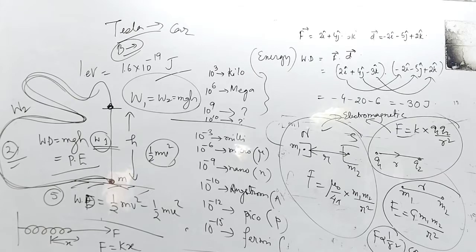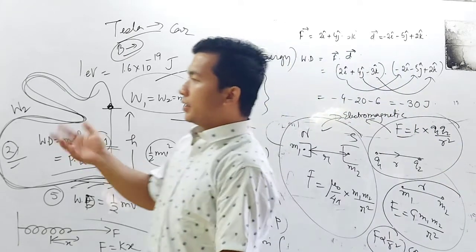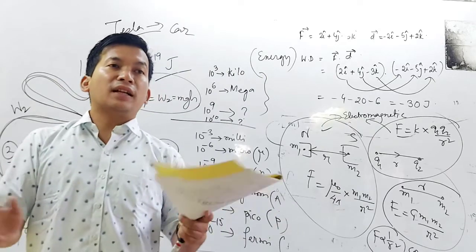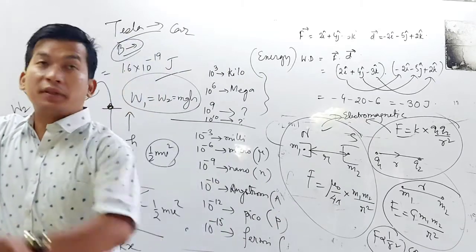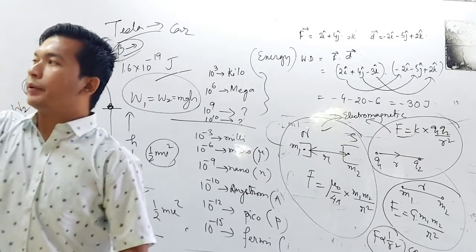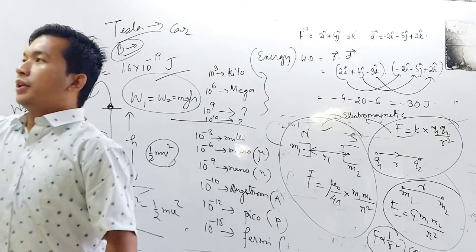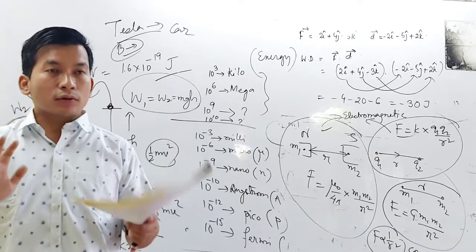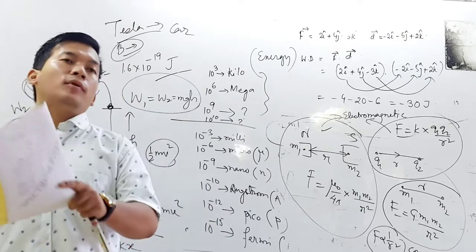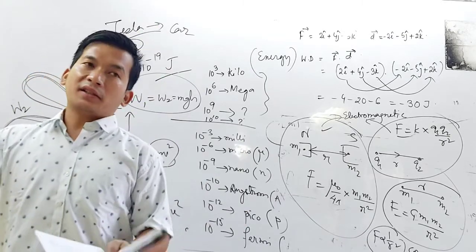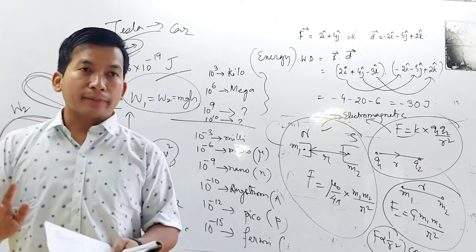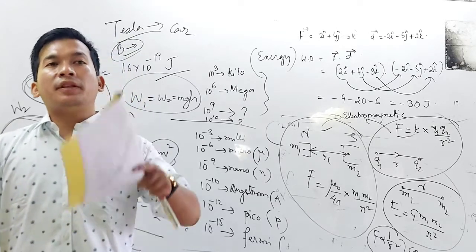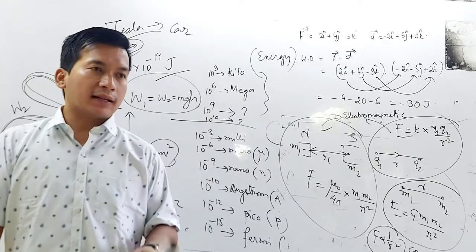Non-conservative forces are path dependent. For example, friction is a non-conservative force. The greater the path, the more heat will be generated and the more work will be done. Understood? So a non-conservative force will be dependent on the path taken.